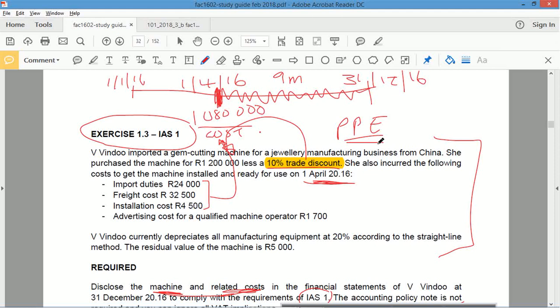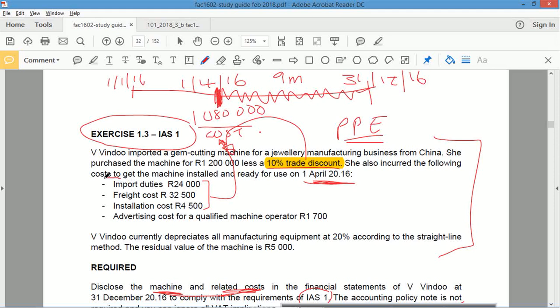I can't use the machine if it's not installed. I can't use the machine if it's not at the premises. So import duties, I need to pay for getting this machine. It came from another country. Freight costs, if it wasn't transported, I'm not going to be able to use it. And installation, if it's not installed, I can't use it.